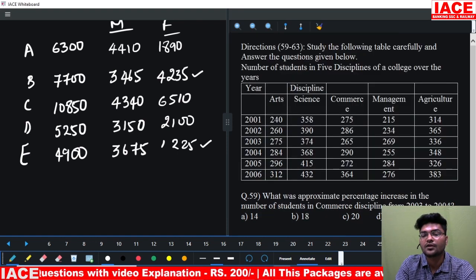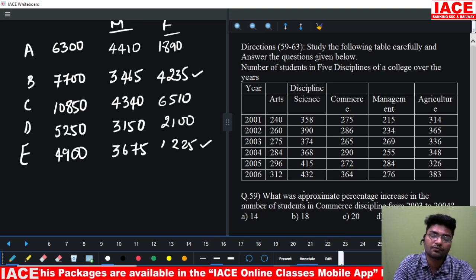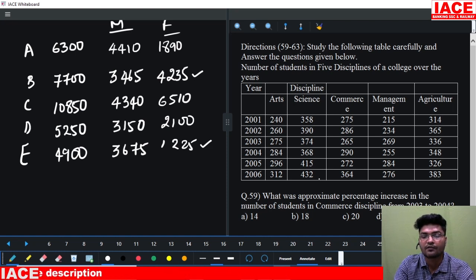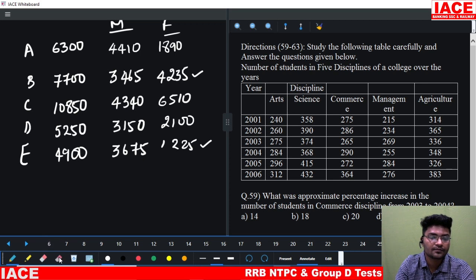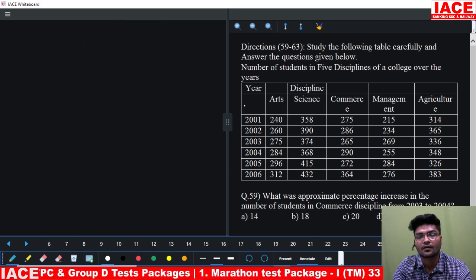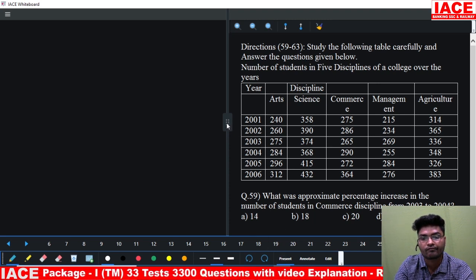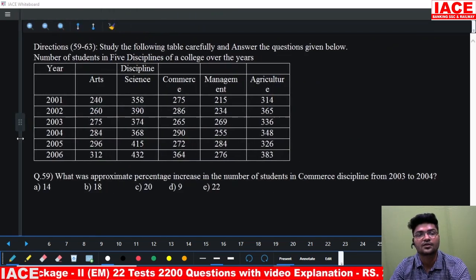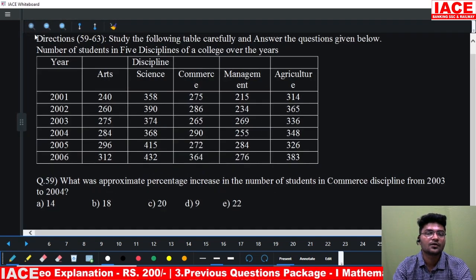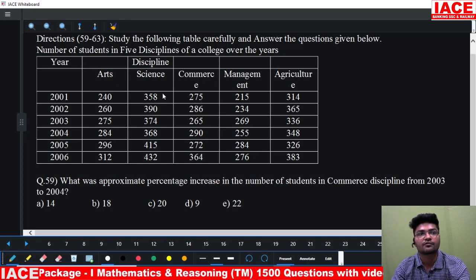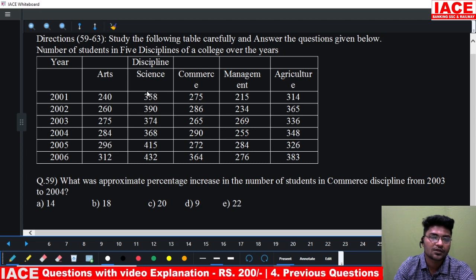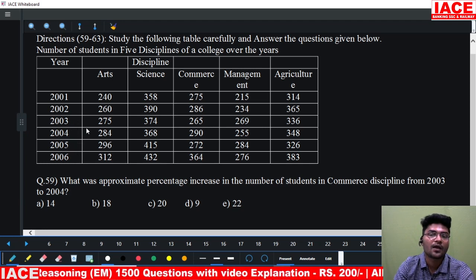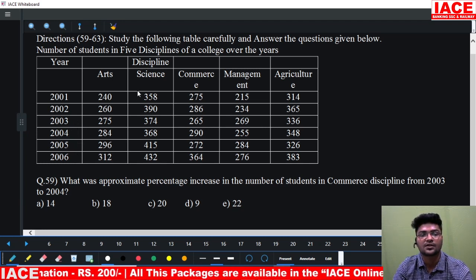Next, question number 59. We have a different question, a different data table that is given to us, so we'll erase this part. What is this data table talking about? Number of students in 5 disciplines of a college over the years. There are years 2001, 2, 3, 4, 5, 6. Art, science, commerce, management, all the disciplines are given to you.